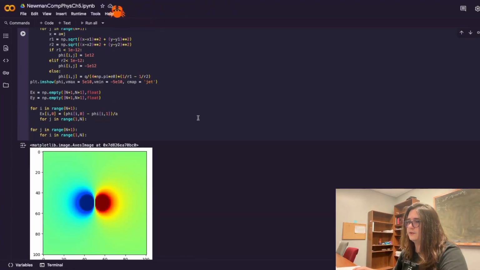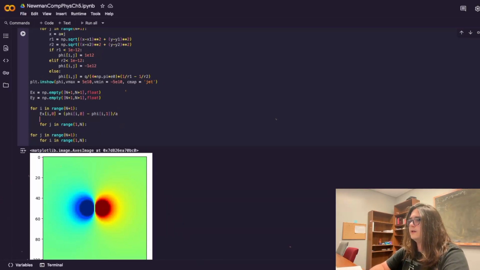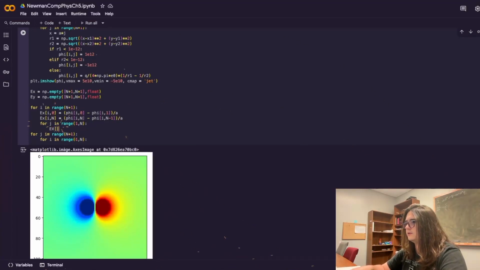Again, since the electric field is a negative derivative, I had to flip the order of those. If it was a positive derivative, then it'd be 1 here and 0 here, but it's negative, so that's how we did it. Also, the bottom wall, so EX indexed i, n, has to be calculated like this: phi i comma n minus phi i comma n minus 1, all divided by a. Right? Cool. But then in here we can just do a centered difference formula.